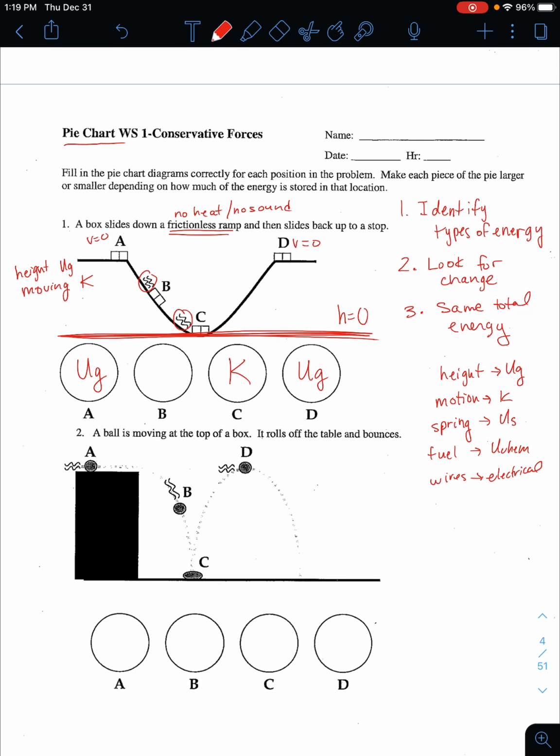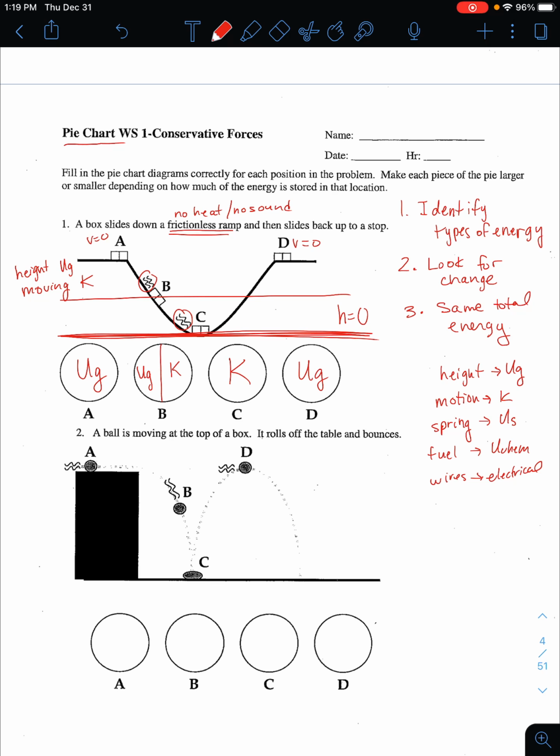Then I have to look at B and see, okay, it's moving and it has height. So how do I do that? Is it half and half? Really what that depends on is the height. If the height is half as much as the original, I can say that I have half my gravitational energy as I started with. And then whatever's left over has to be kinetic. Because I lost gravitational, I gained kinetic. I can see that they're both there, and they both add up to the same amount the whole time.